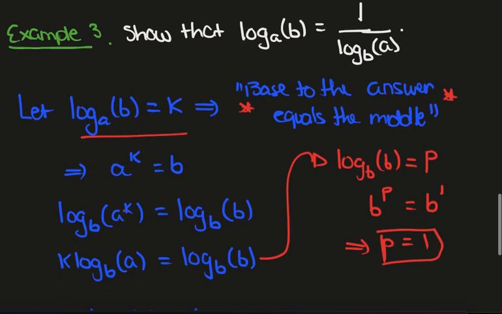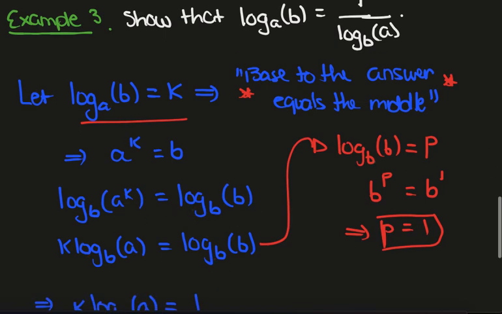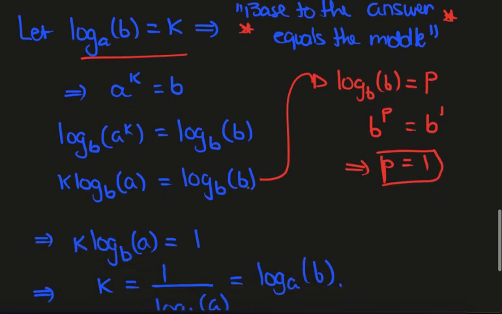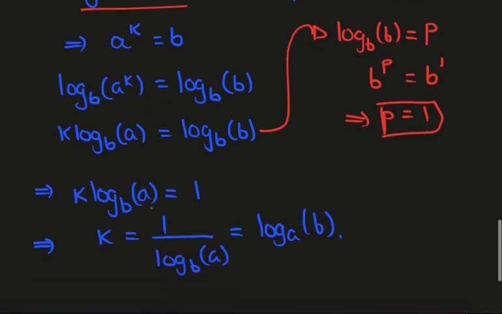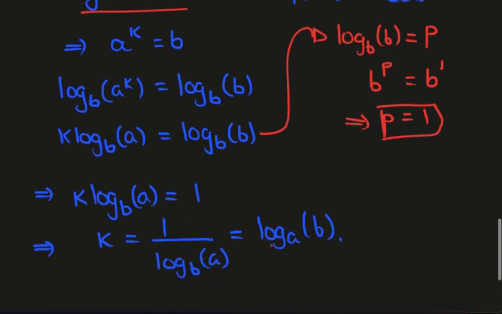And then using the third log law, we bring the k down. And we needed to figure out what log_b of b was. So we did the same procedure, base to the answer equals the middle. And I get b^p equals b^1. So therefore p has to be 1. And then if we included that in our computation, we just divided by log_b a, and that proved the log law.